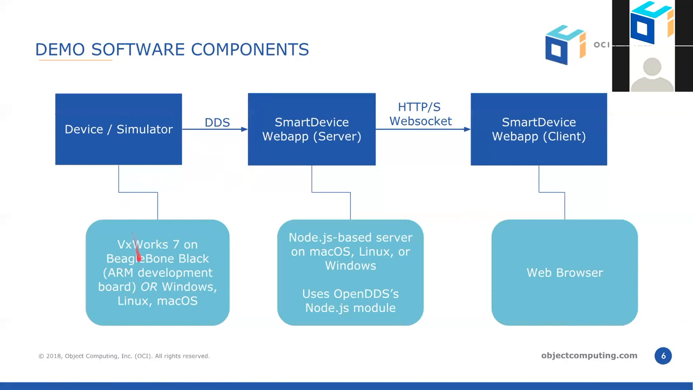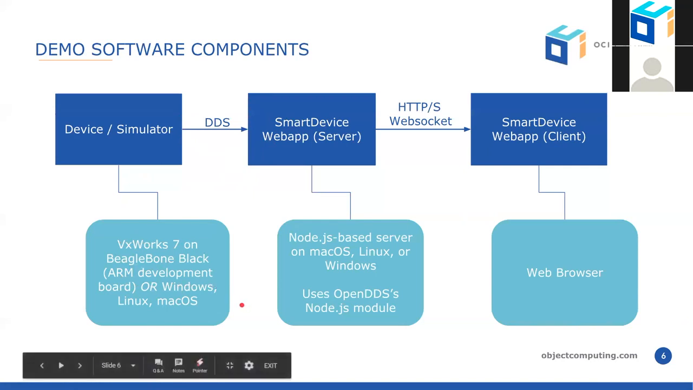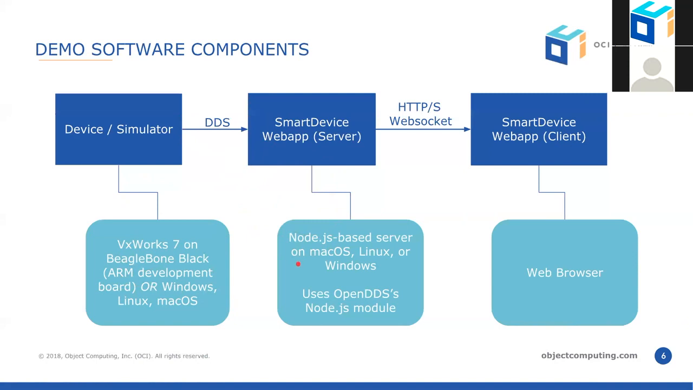We've set up the device and simulator to run on VxWorks 7 on the BeagleBone Black, which is an ARM development board, a lot like a Raspberry Pi. But it can also run on any common desktop operating system or servers, so Windows, Linux, Mac OS. The Smart Device Web App Server is developed using OpenDDS's Node.js module. So the application logic is in JavaScript, as any Node.js application is, but it uses the OpenDDS libraries internally.